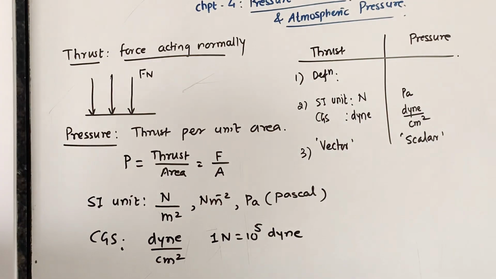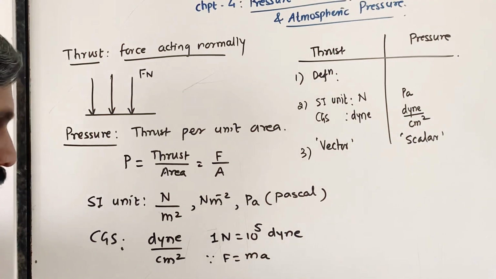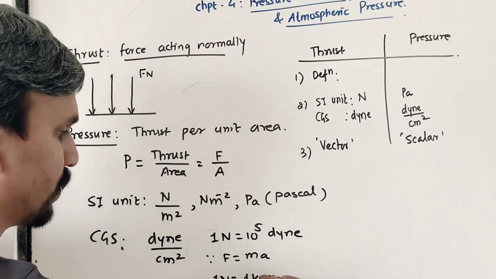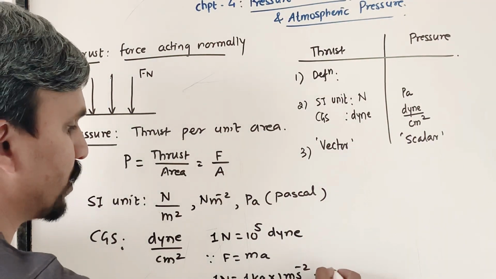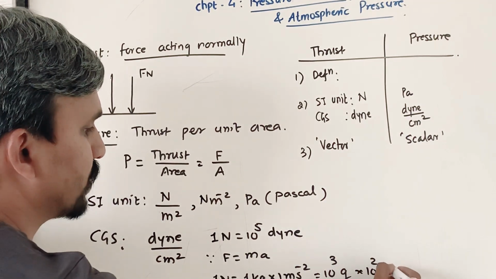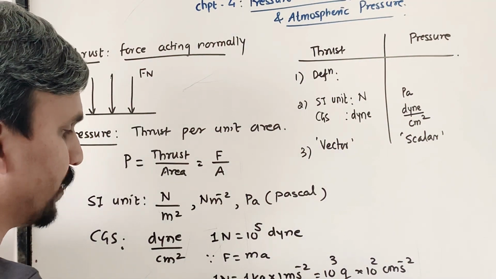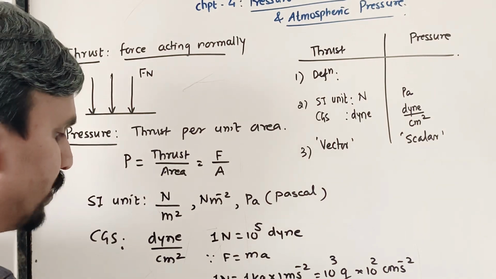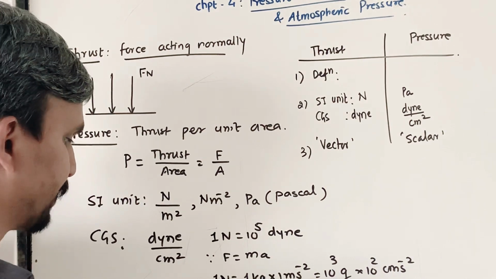Now where did this come from? So we have force is equal to what? Mass into acceleration. Now 1 Newton is equal to what? 1 kg into 1 meter per second square. Say 1 kg is written as what? 10 raised to 3 gram, and 1 meter is 10 raised to 2 centimeter per second square. So that comes out to be 10 raised to 5 gram centimeter second to the minus 2, which is 1 Newton is 10 raised to 5 dyne. This is one relation.